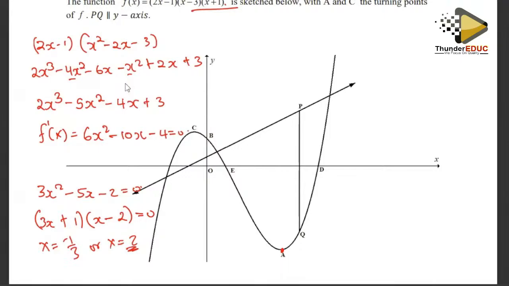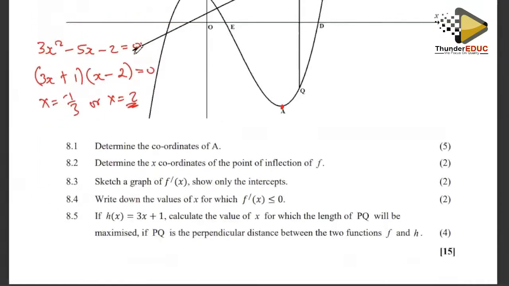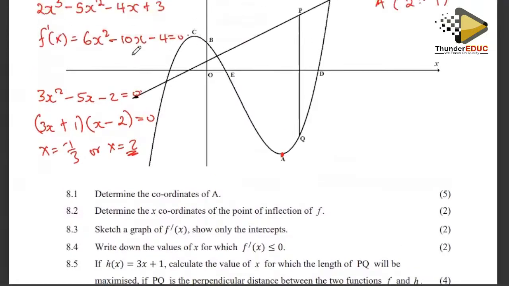Then we're going to get this 2, replace it back into F. It's quite a lot. No? So if I put a 2 here, that's going to be a 3. Put a 2 here, it's going to be a negative 1. Put a 2, it's going to be a 3. Meaning that it's a negative 9. So A is going to be 2 and negative 9. All right, so that will give us 5 marks. No? Then determine the x coordinates of the point of inflection.